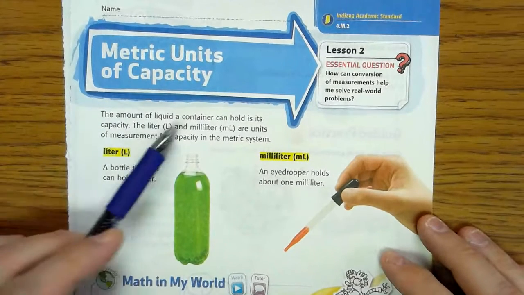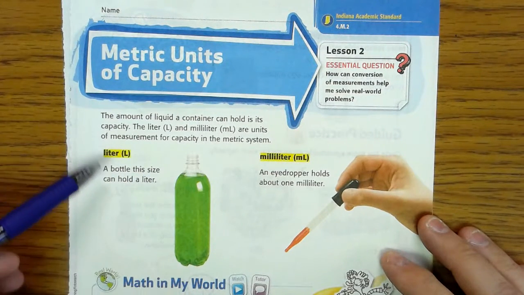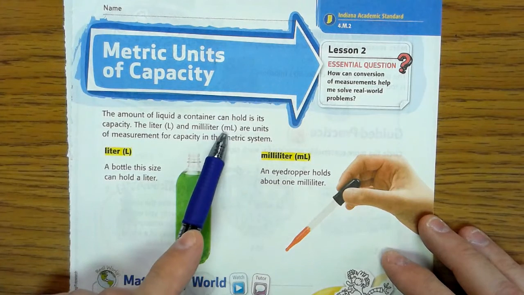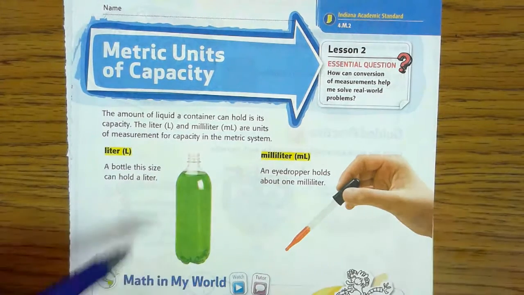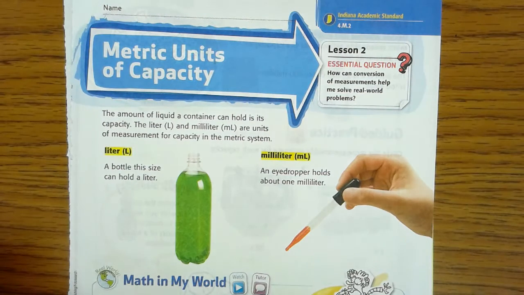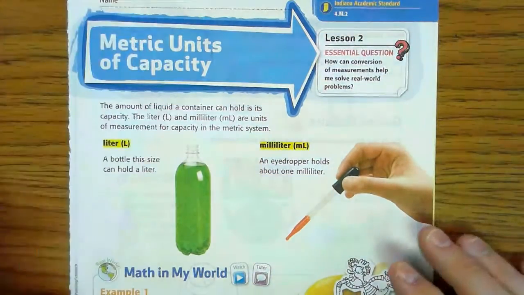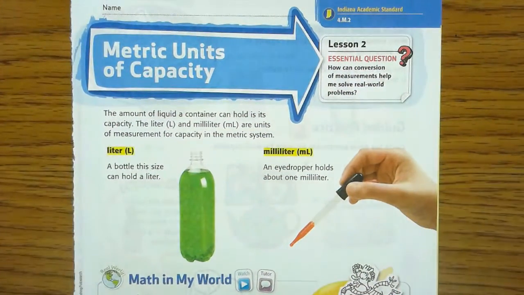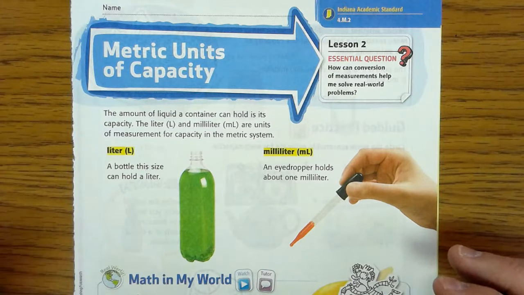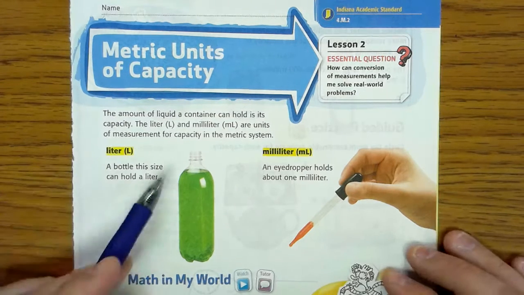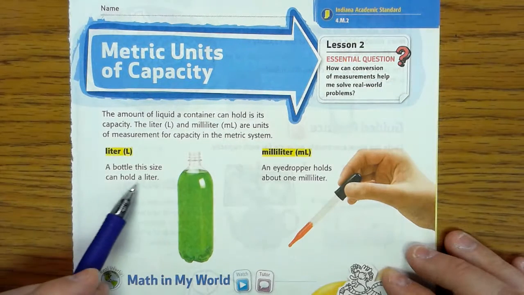The amount of liquid a container can hold is its capacity. The liter, or L, and the milliliter, which is a small m, big L, are units of measurement for capacity in the metric system. I told you guys we don't really use the metric system here in the U.S., but it is definitely way easier to use once you learn it, because there's only two numbers you have to learn here. So as you can see here, a bottle this size can hold a liter.